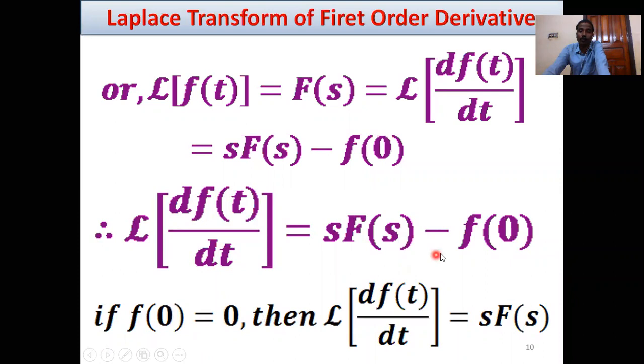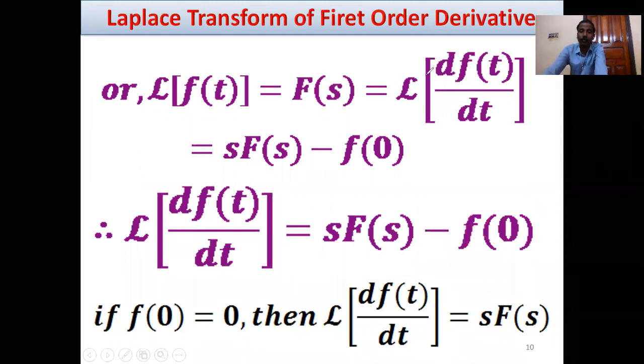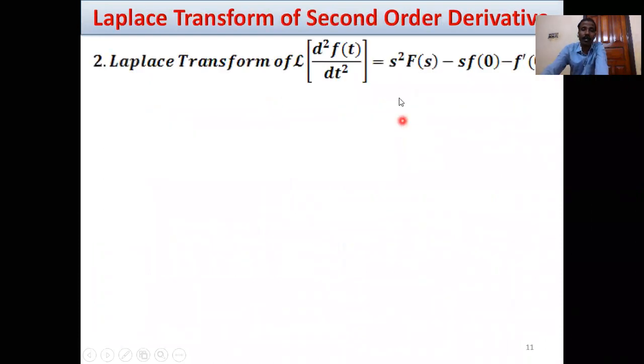If f of 0 equals to 0, suppose this function equals to 0, that means initial condition 0, then L of df by dt equals to only s into F of s, when initial conditions are 0. Similarly, for second order differential equation, Laplace transform of second order derivative: Laplace transform of d2f by dt2 equals to s square F of s minus s f of 0 minus f prime or f dash of 0.